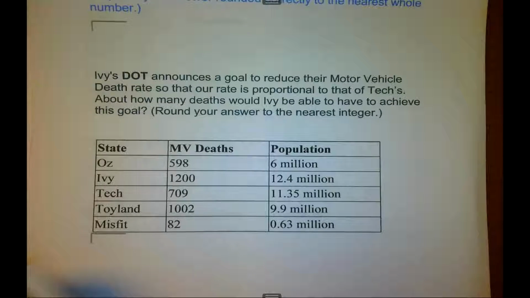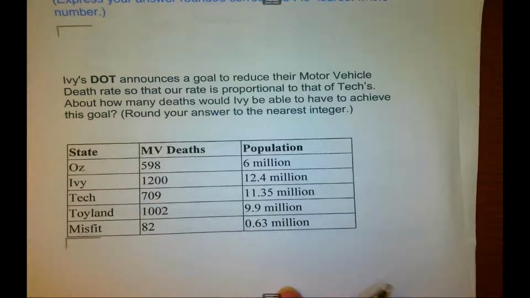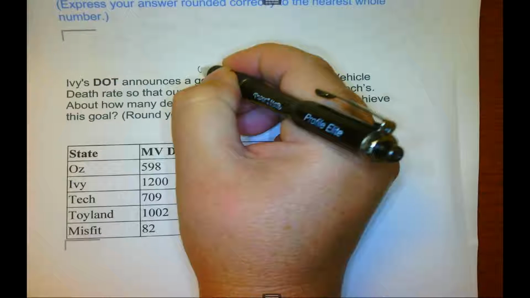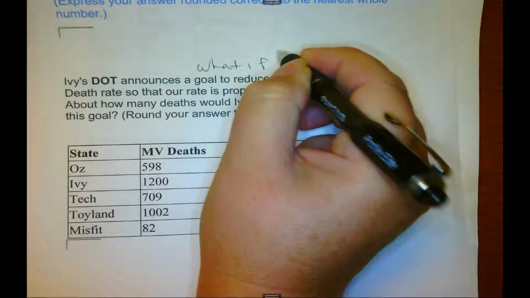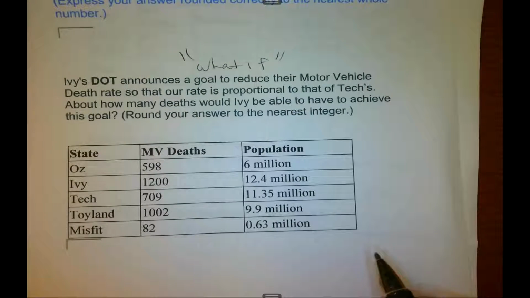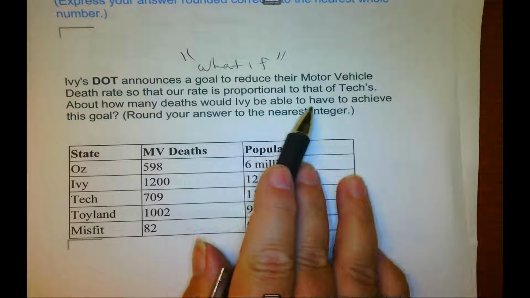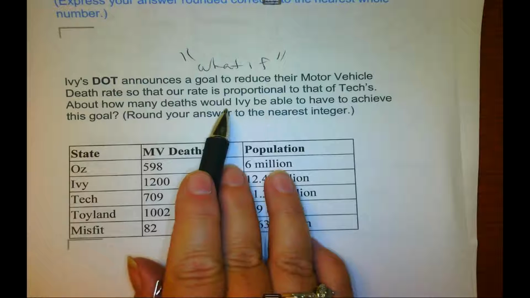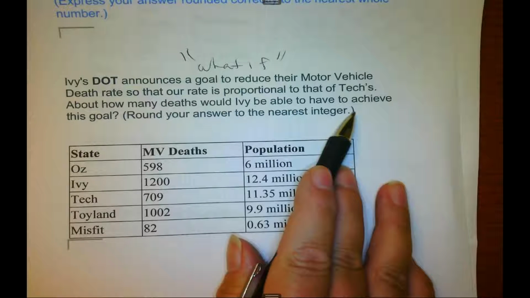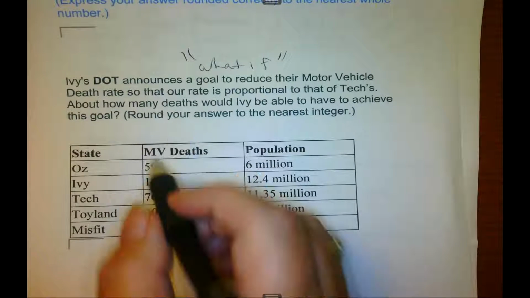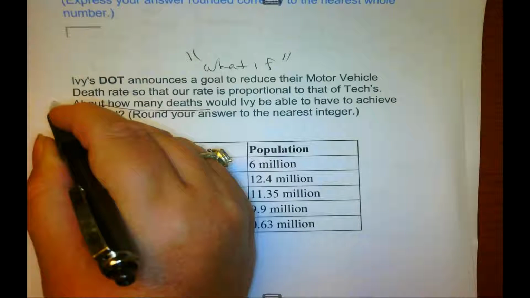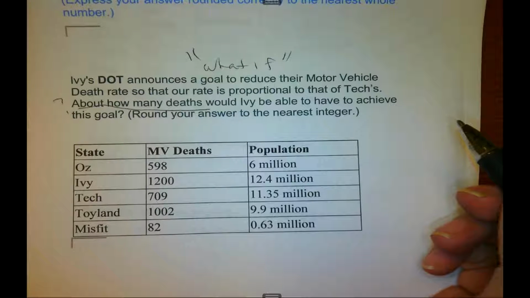Want to make sure I get this one in. This is one of our what ifs. You'll do them all semester. Okay. Ivy's DOT announces a goal to reduce motor vehicle death rate so that their rate is proportional to Tech's. About how many deaths, there's your question, would Ivy be able to have to achieve this goal?